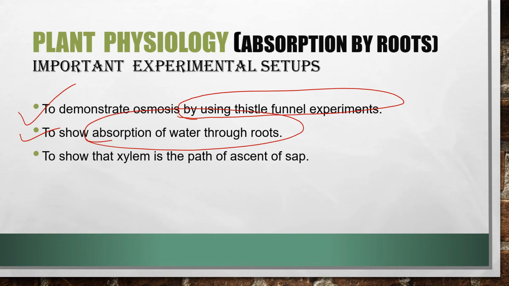Wherever these experimental setups have been demonstrated, go through them and please try to do it in a separate way, where there should be the principle, there should be observation, and there should be inference, with the experimental setup in between. Now the third one is to show that xylem is the path of ascent of sap.